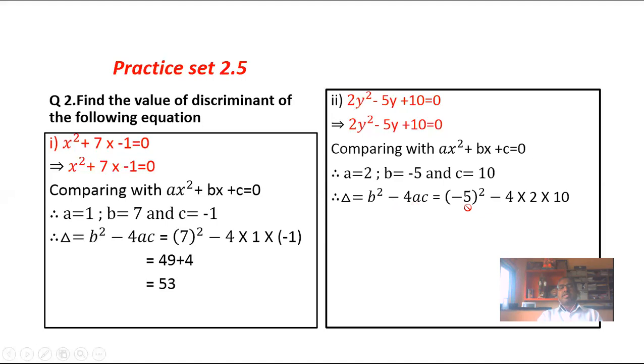The value of b is minus 5, square, minus 4 multiplied by 2 multiplied by the value of c, which is 10. Minus 5 square is 25. Here is a minus sign. 4 into 2 is 8, 8 into 10 is 80. Here minus times plus is minus, so minus 80. 25 minus 80 is equal to minus 55.